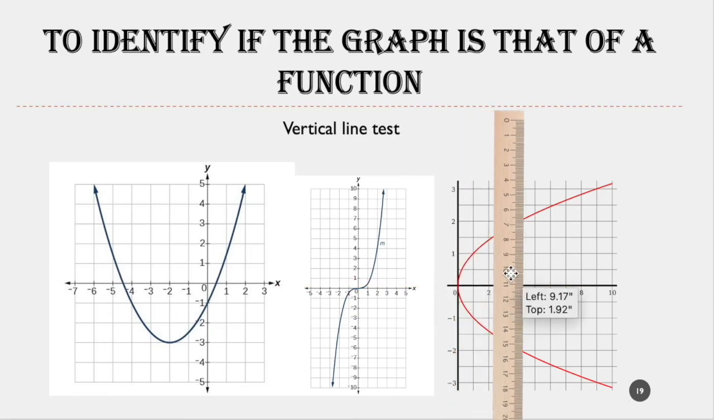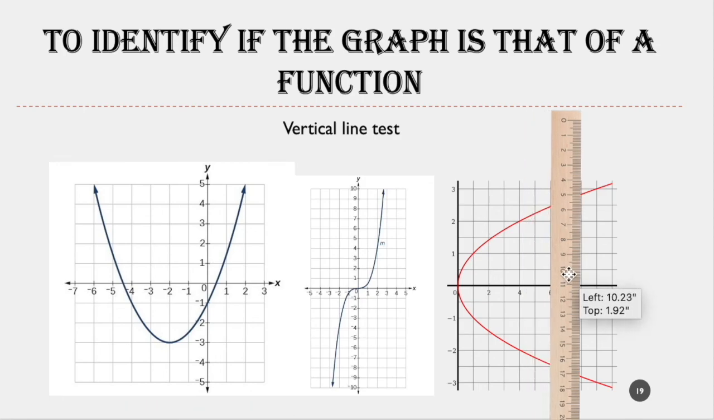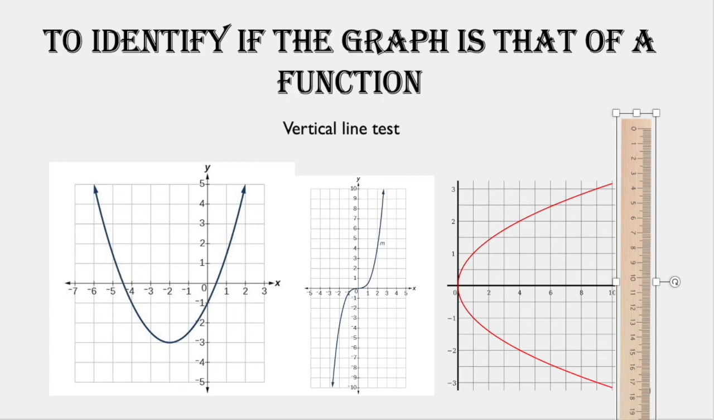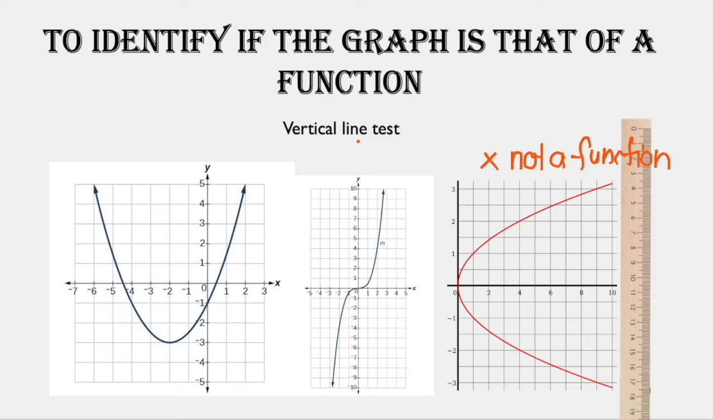you can see that the ruler intersects at two different points almost everywhere on this graph. So this one is not that of a function. So this graph is not a function. And this graph is that of a function. And this also is a function graph. Now that you know how to identify by looking at the graph if it's that of a function or not a function.